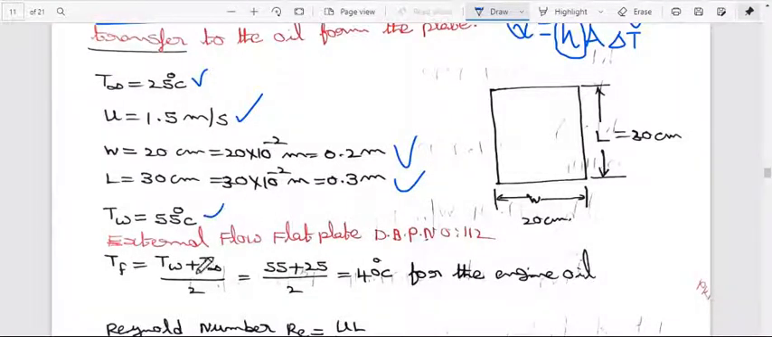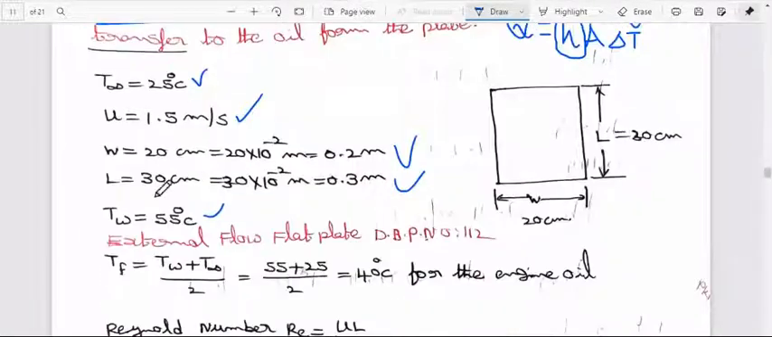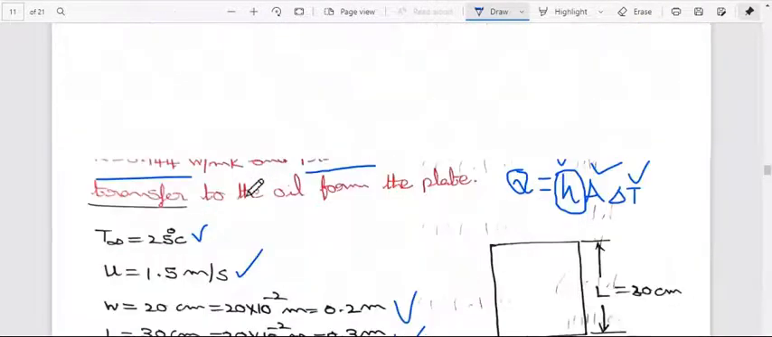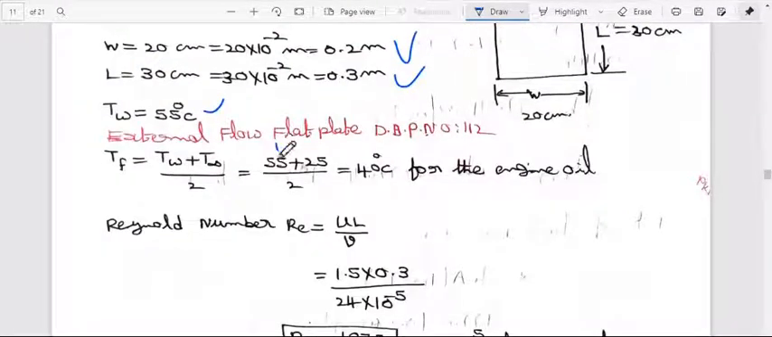So wall temperature is 55. In this problem, we need to calculate the T film temperature. We already have 55 degrees centigrade from the wall temperature and the oil temperature is 25 degrees. So what is the film temperature? Film temperature is equal to TW plus T infinity by 2, that is 55 plus 25 by 2, equal to 80 by 2, that means 40 degrees. So now we need to consider 40 degrees centigrade for the engine oil properties.